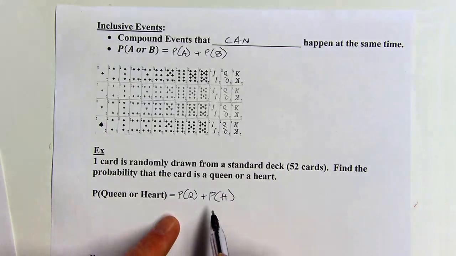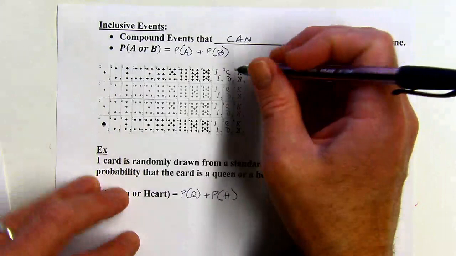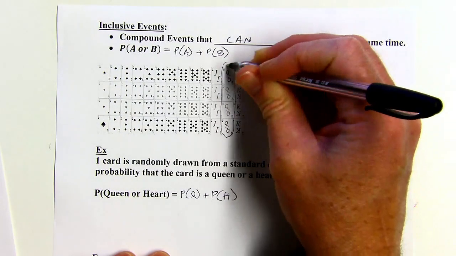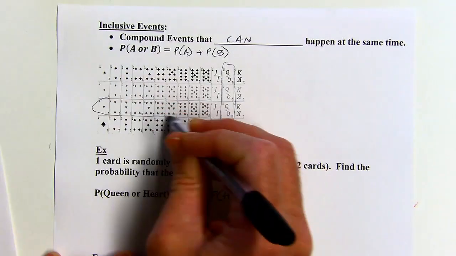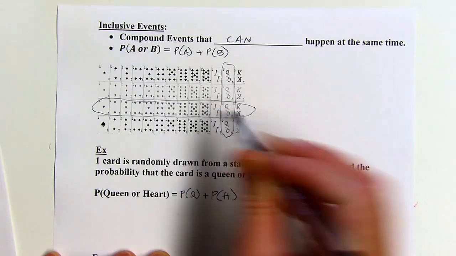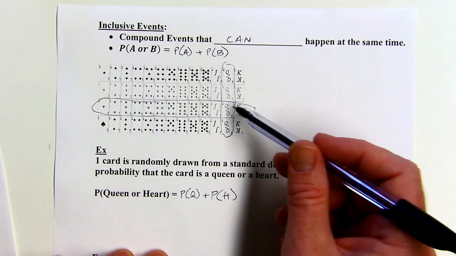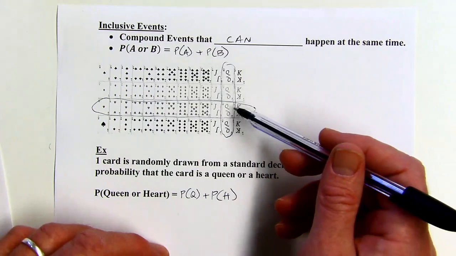But let's think about this. Is there a queen of hearts? Here are my queens, and then here are my hearts, and there's one card that is a queen and a heart. So that's why these are inclusive. They can both happen at the same time, both of those events.